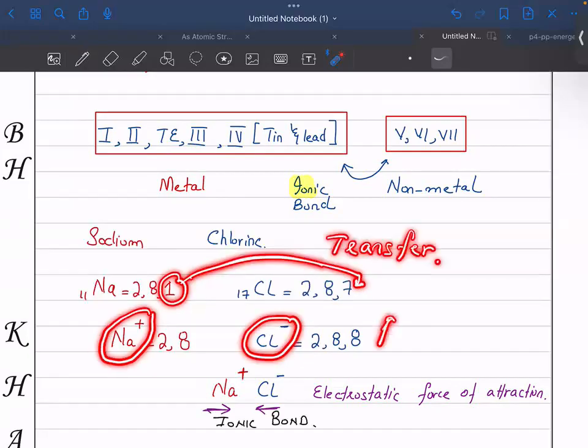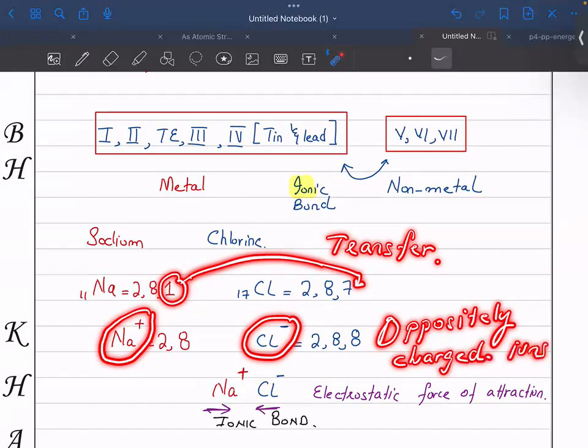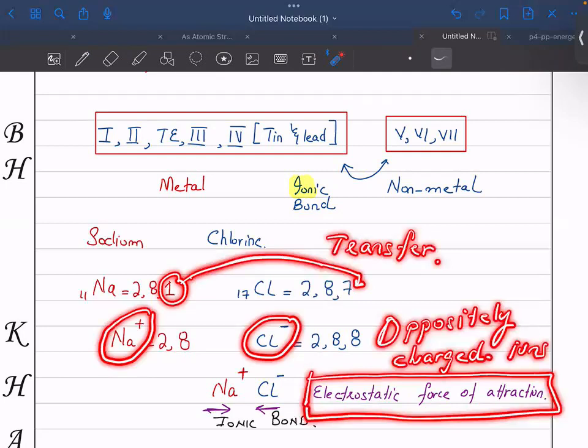So we can say a formation of oppositely charged ions which are attracted to each other by which force of attraction? Electrostatic force of attraction. ये डेफिनेशन बन जाएगी आयनिक बॉन्डिंग की.